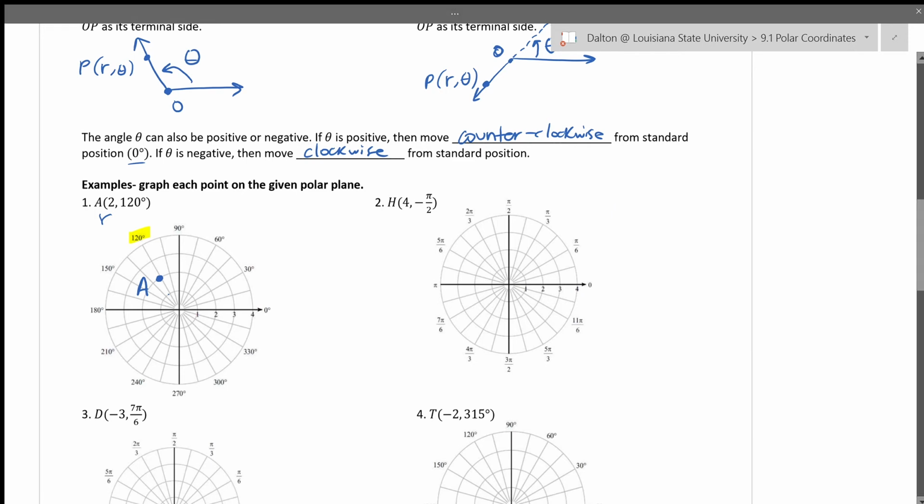Now, if this direction from 0 is a positive pi over 2, which again is the same thing as 90 degrees, then we're going to go that same distance, but in the clockwise direction to get the negative pi over 2. Okay, so negative pi over 2 is the same thing as 3 pi over 2. So we know we're starting at this angle. And then if r is 4, that means from the pole, I'm going to go out 1, 2, 3, 4. So down here, that's the point H.